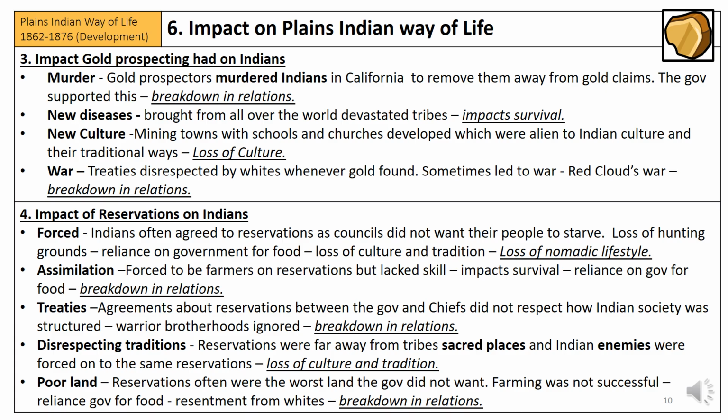Finally, we've got poor land. Obviously, the land that is given over is not the best land because the white Americans keep that for themselves. So the farming is not successful for the Indians. They don't know how to do it. They have been given poor land, and therefore they need to go and ask the government for help once again. This leads to resentment and a further breakdown in relations.